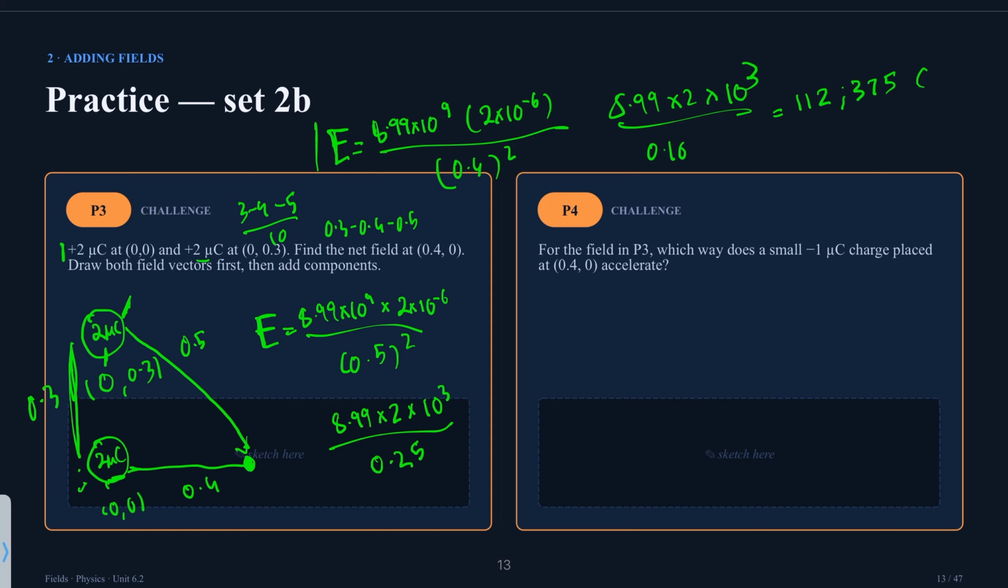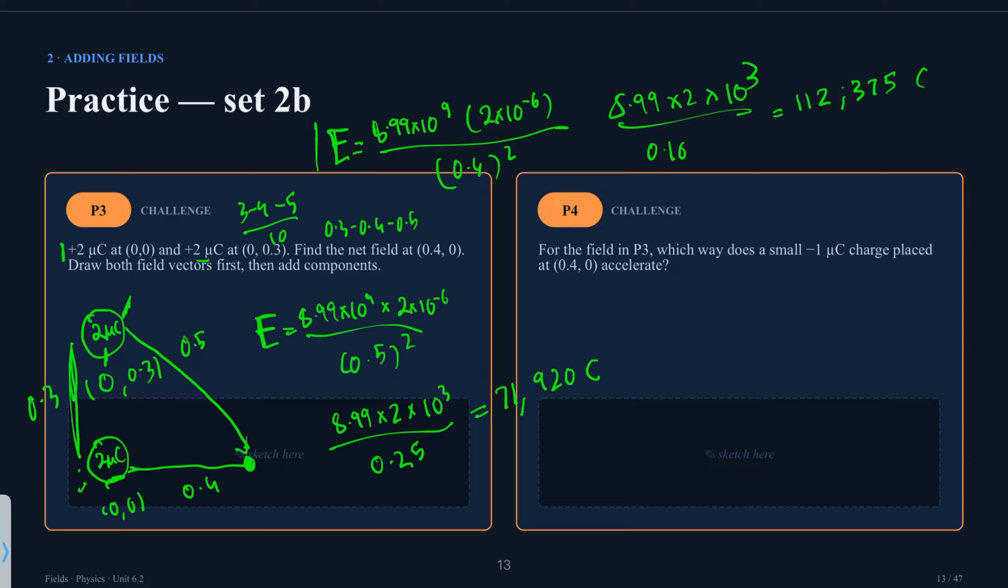So let's see what this gets us here. 8.99 times 2 times 1000 divided by 0.25. So this is about 71,920 coulombs. Okay?